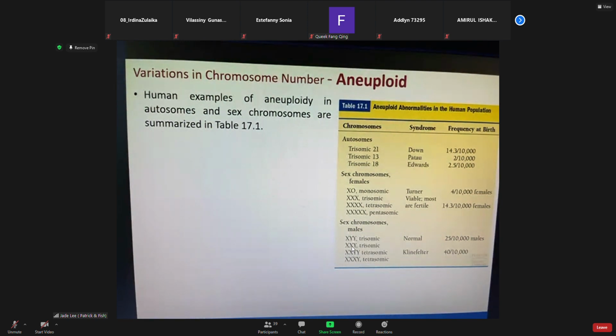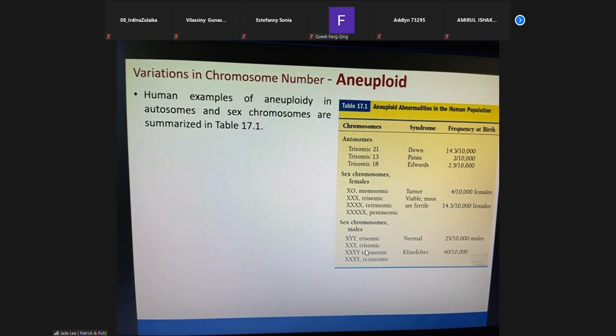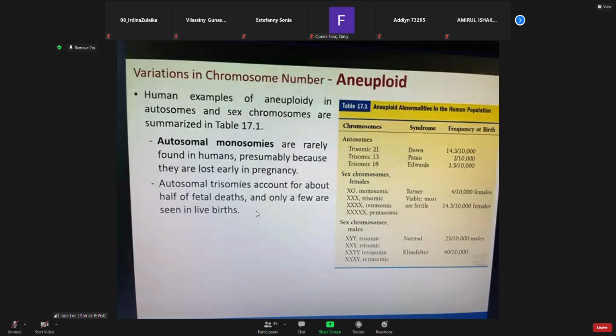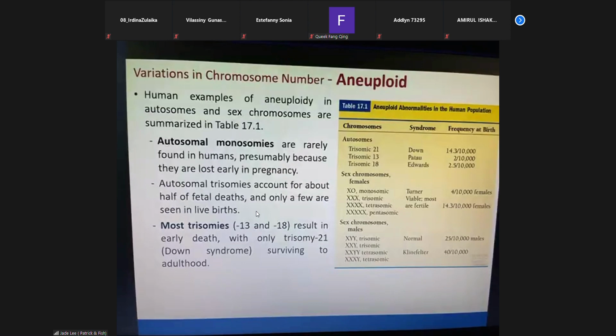XXY, trisomic, biasanya ini dia ada sifat-sifat perempuan. Ya, XXY, trisomic. Dan kita ada Klinefelter, which is 40 in 10,000, which is XXYY, tetrasomic. Satu lagi tetrasomic is XXXY. Ya, ini lagi keperempuanan lah. I believe kamu mungkin sudah pernah belajar ini masa form 6 kan, ataupun pre-U. Yes, doctor. Okay. So tak perlu saya illustrate banyak lah. Biasanya ini quite common kita tengok.